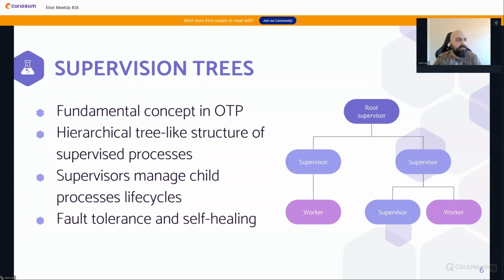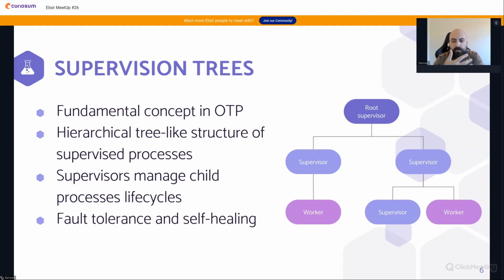I made a little drawing here of a very simple supervision tree, just to show that supervision trees are a hierarchical structure, and in this structure, each node is a process. Those processes are organized into a tree-like topology of workers and supervisors. Workers are the processes that do the computations. They perform the actual work. Then there are the supervisors, which are also processes, but they are responsible for managing the life cycle of their child processes. This hierarchical structure will handle all the starting, terminating, and restarting of all the processes according to our instructions.